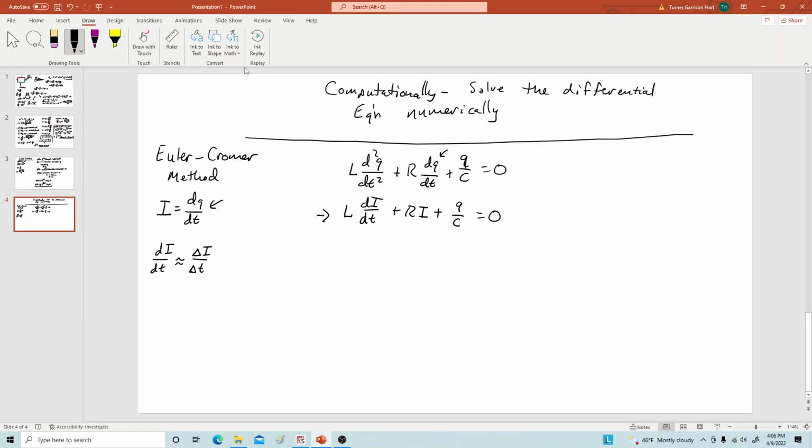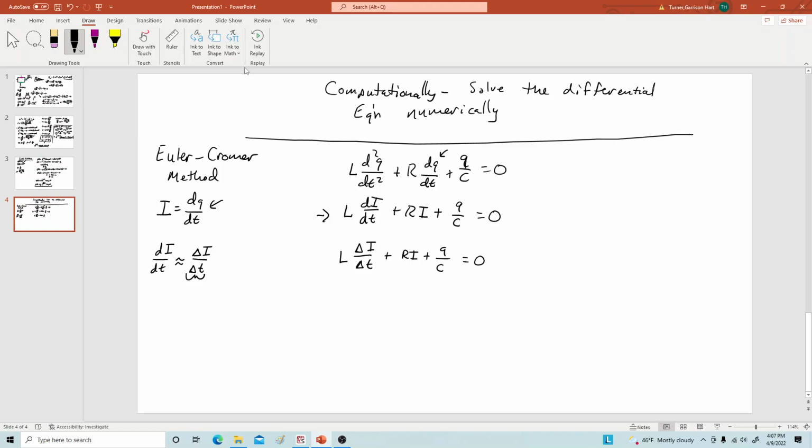The change in current is just going to be whatever it is, but you can control this computationally, and I'll show you guys how to do that. So I can rewrite this as delta I over delta t plus Ri plus Q over C is equal to 0.